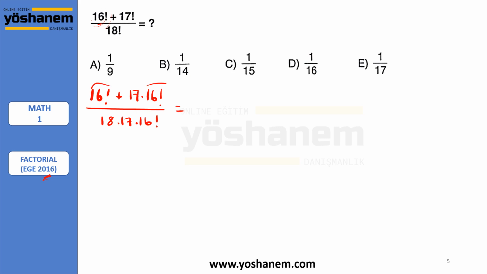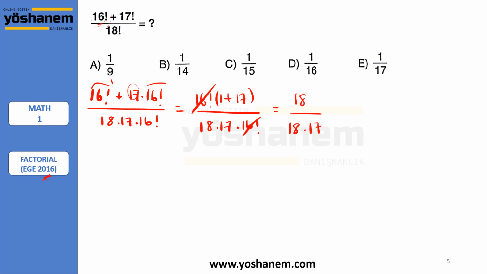Look at this, 16 factorials. When I factor out 16 factorial, I'll have 1 plus 17 over 18 times 17 times 16 factorial. I can cancel 16 factorial and 1 plus 17 is 18, divided by 18 times 17. I can also cancel 18 and in the numerator I'll have 1, in the denominator I'll have 17, and that's the answer.